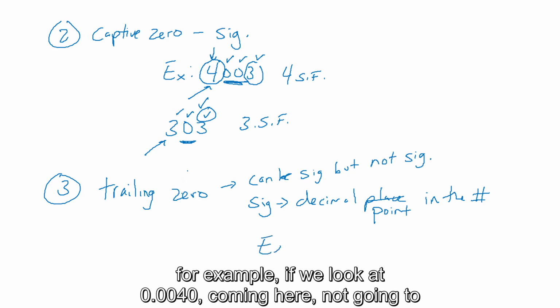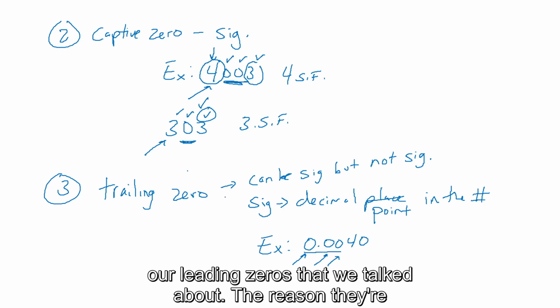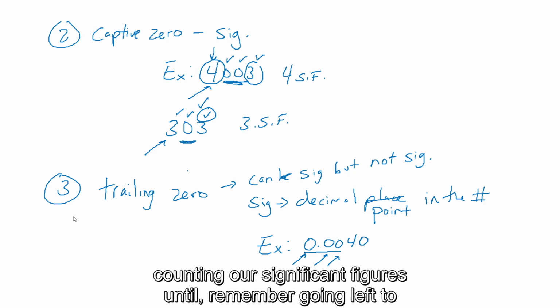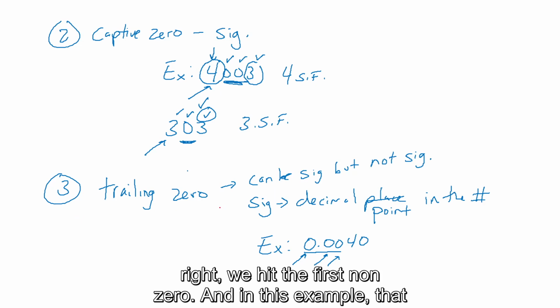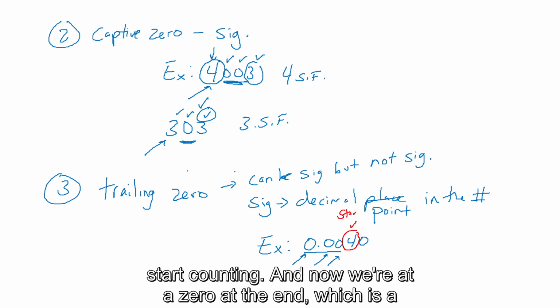So for example, if we look at 0.0040, coming here, not going to count, not counting, not counting. These zeros here are our leading zeros that we talked about. The reason they're leading zeros is we're technically not going to start counting our significant figures until, remember, going left to right, we hit the first non-zero. And in this example, that right there is our first non-zero number. So this is where we start counting.